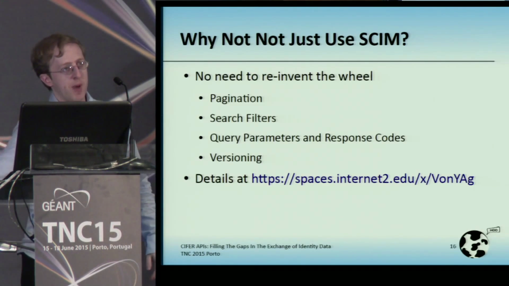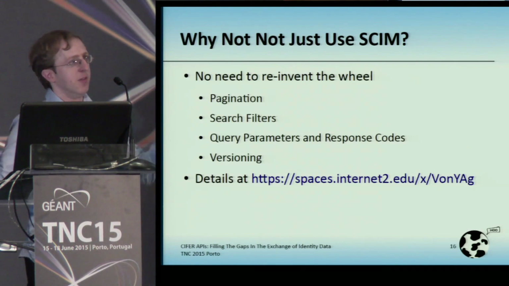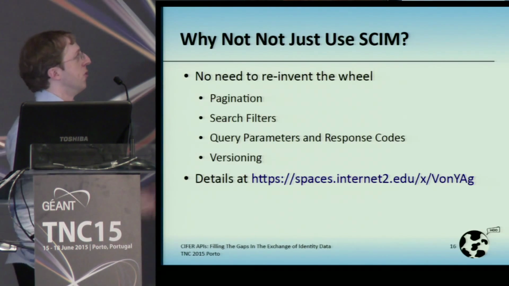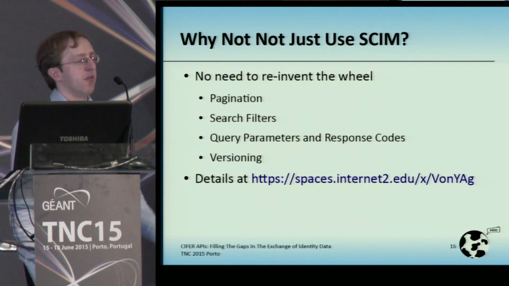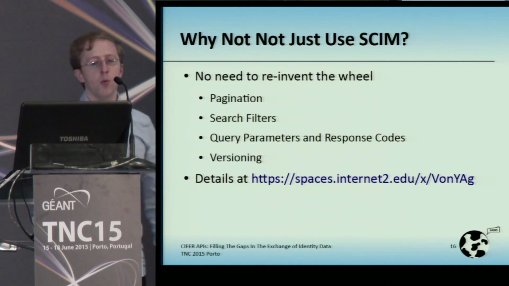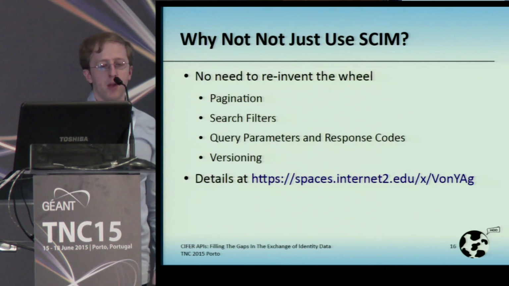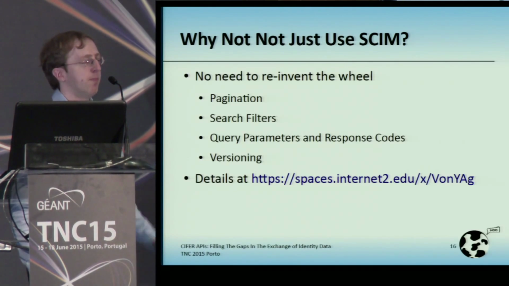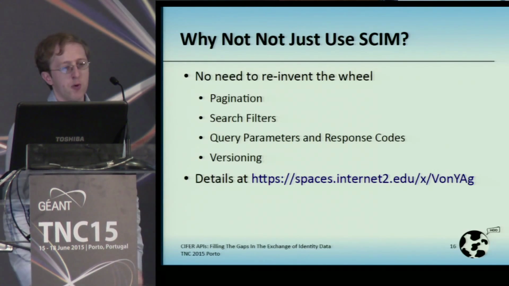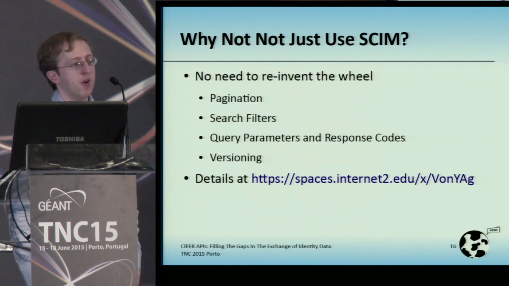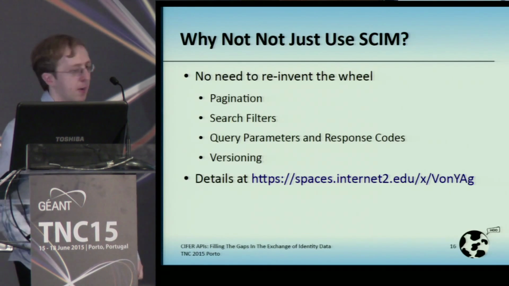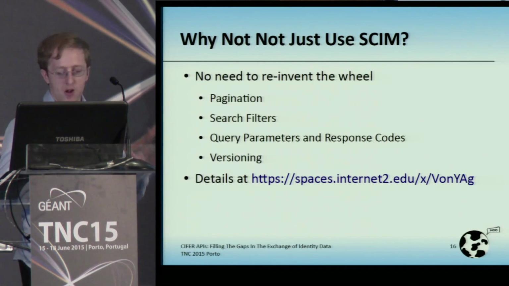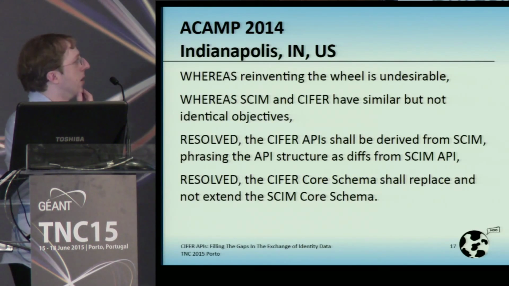Then the pendulum swings back the other way, and we think, well, why not use SCIM? There's no need to reinvent the wheel. We don't need another definition for how to do pagination. They've already got search filters. We don't need to come up with new definitions for every query parameter that you might pass or response codes. And then we've got versioning to think about, which is a mess. So there's the reference for our analysis. But as you can see, it's not quite a clear-cut decision.